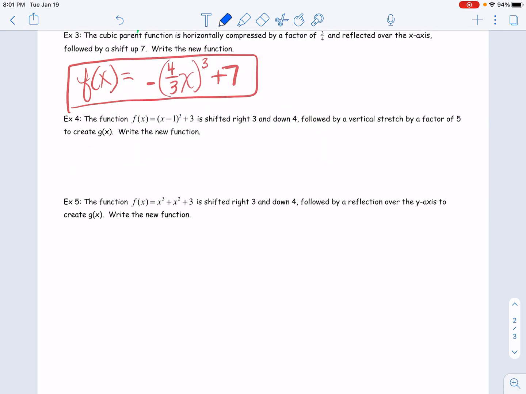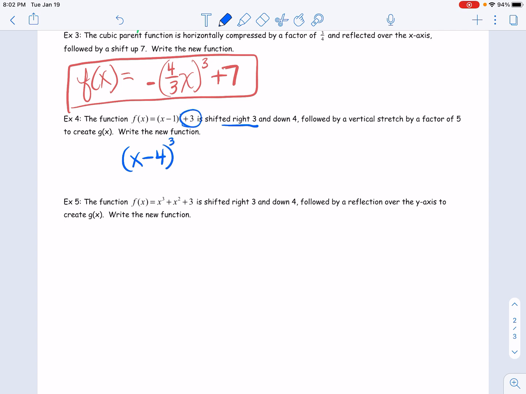The function f of x equals (x minus 1) cubed plus 3 is shifted right 3, down 4, followed by a vertical stretch by a factor of 5 to create this new g of x function. Write the new function. Well, we're not starting with just the parent function. We're starting with something that has already gone right 1, up 3. Well, if I've already gone right 1 and I want to go right 3 more, then in total I've gone right 4.